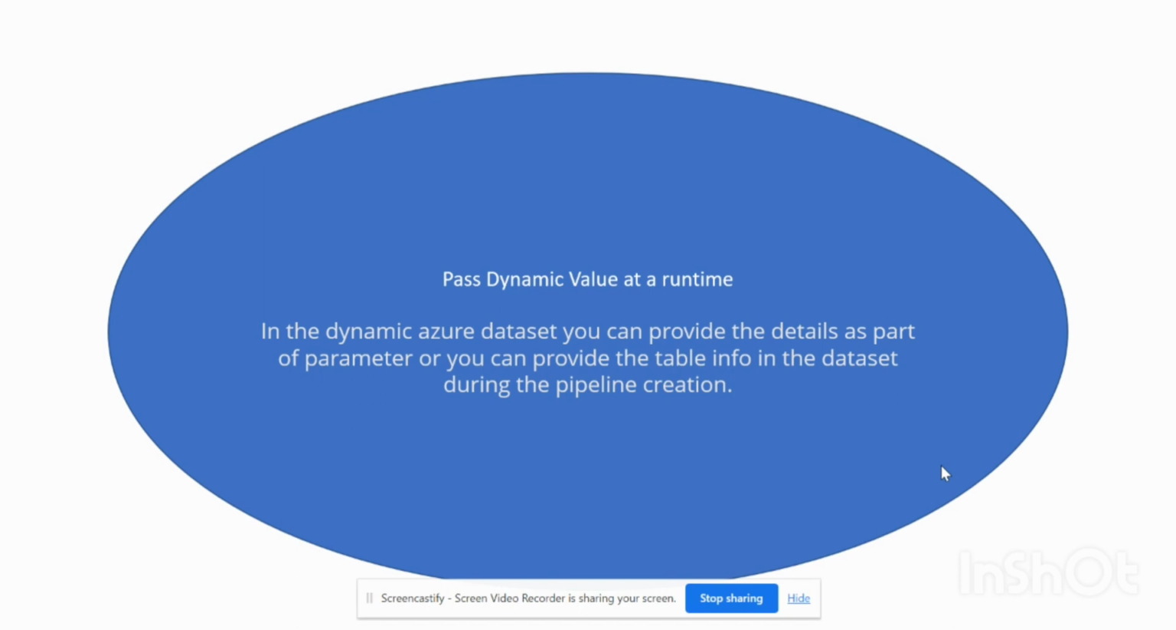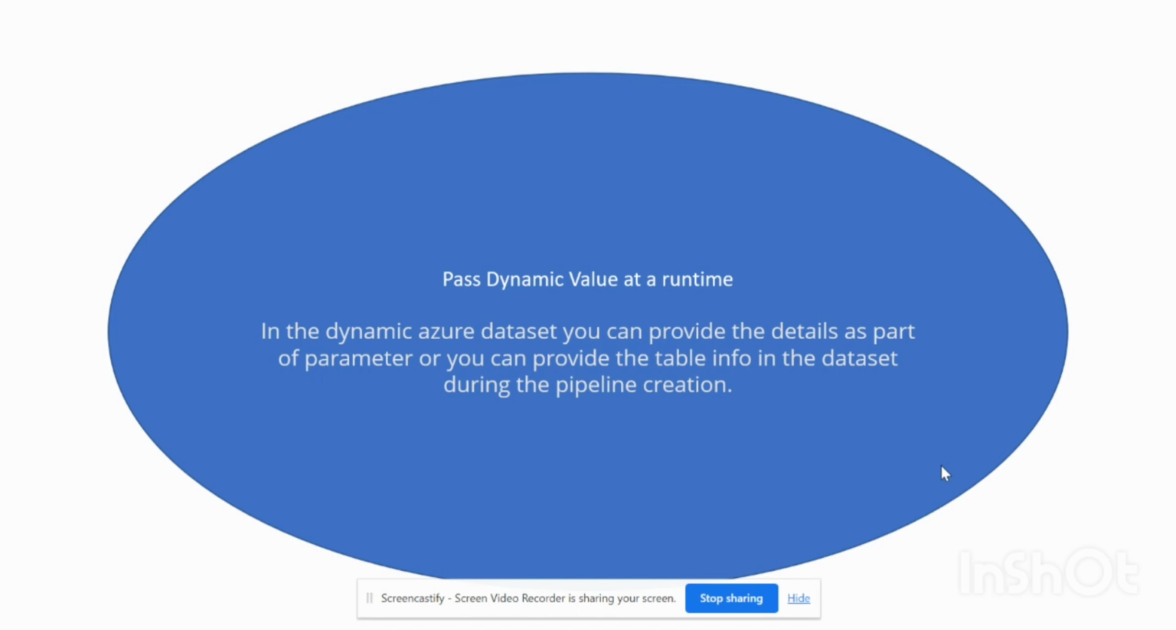Suppose consider one scenario: you have one database with 10 tables, and in the Azure pipeline you need to fetch the data for 10 different tables. In that case you would need to create 10 different data sets pointing to the single database. To avoid this, we will utilize the parameterized data set concept in Azure Data Factory. It will reduce the burden of the work and it will also save money.